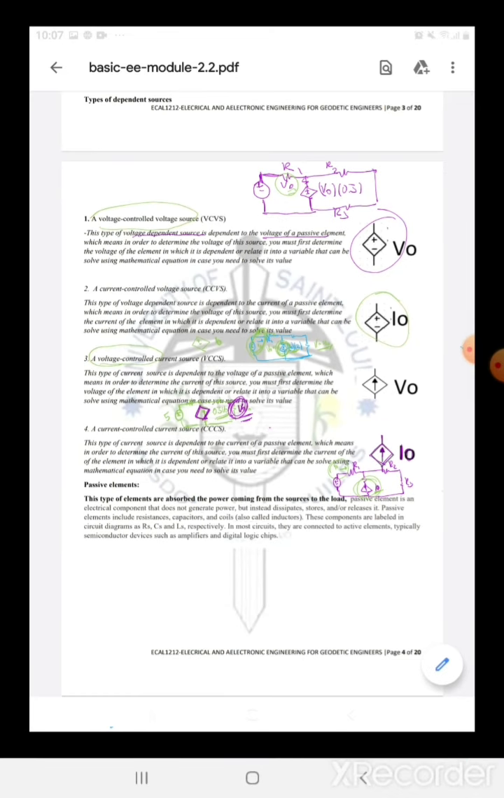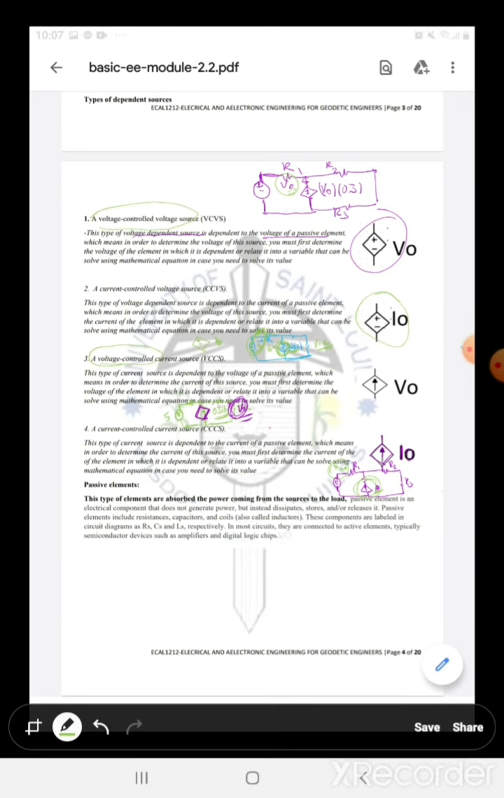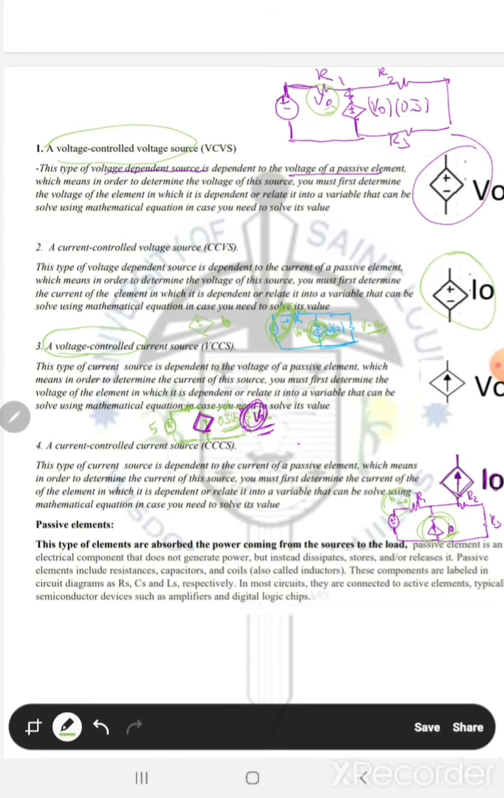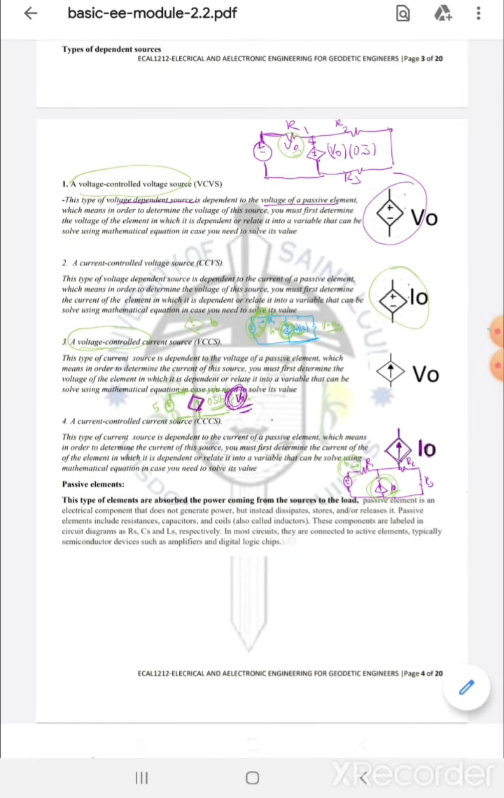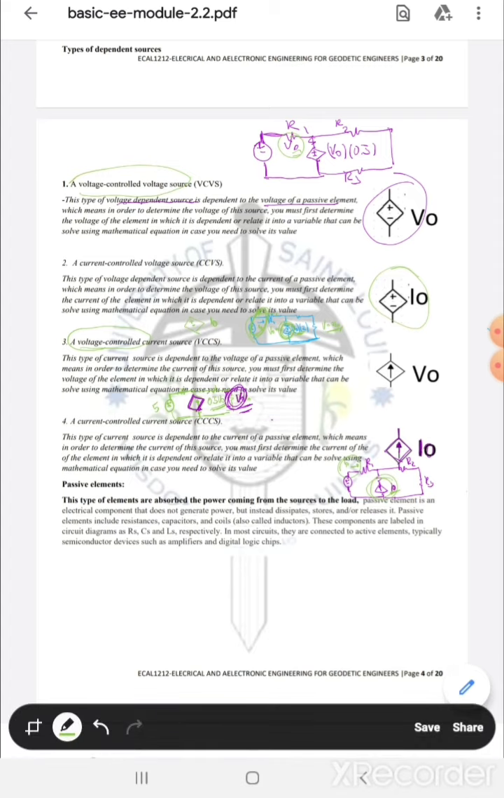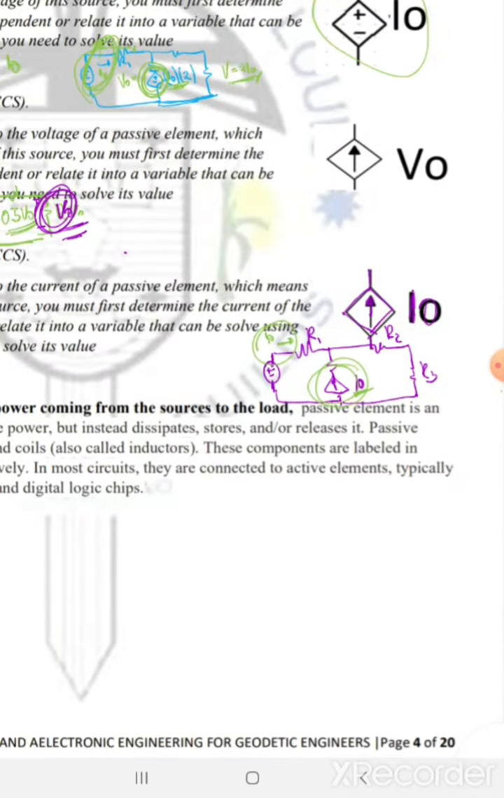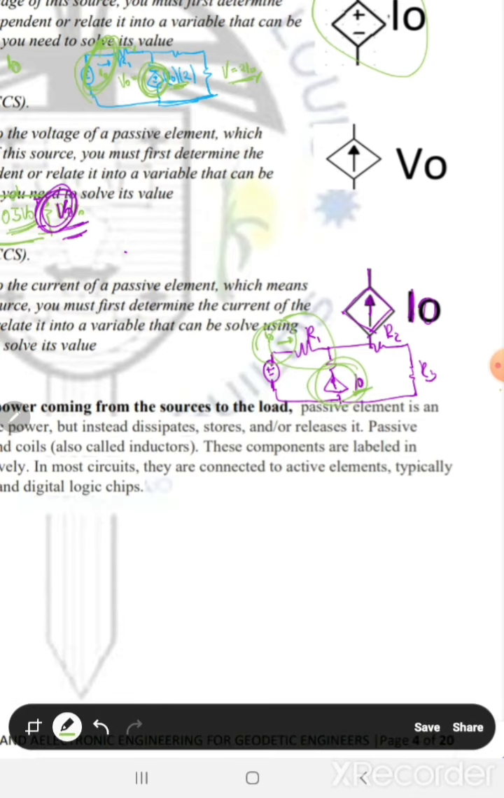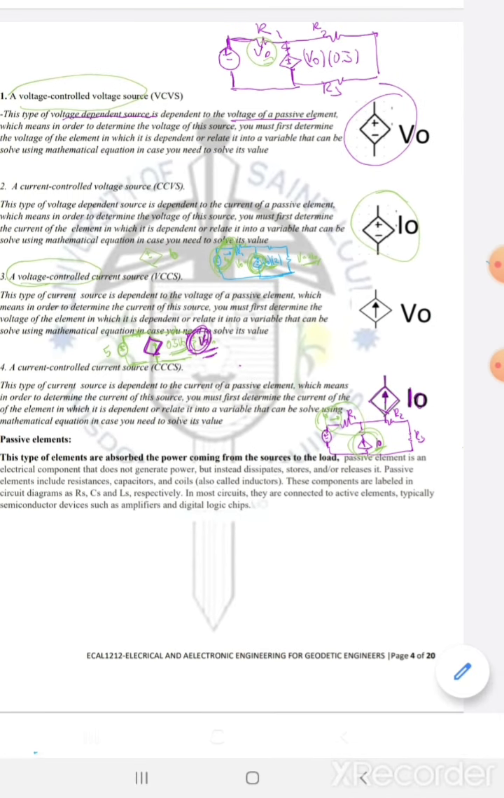Next, a voltage controlled current source is a dependent active source that is a current source which is dependent on a voltage. Next is a current controlled current source, a current source wherein you need to get the value of the current of a passive element that it is related to, in order to produce a current variable with the resistor. Okay?